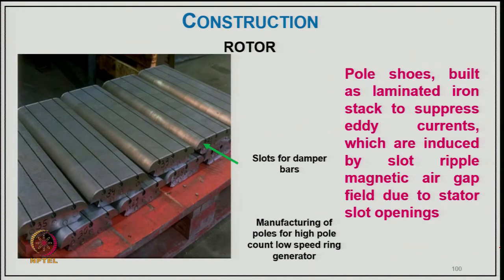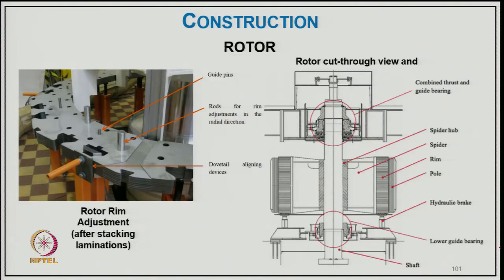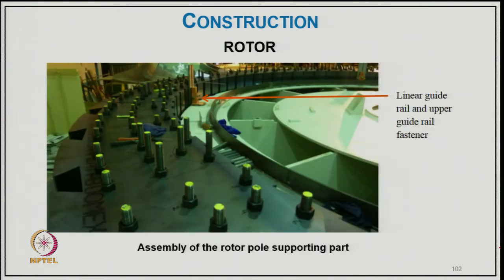And how it looks practically: the slots for the damper bars in the rotor. Poles are built as laminated stacks to suppress eddy currents, which are induced by slot ripple magnetics in the air gap field due to the stator slot opening. And now you can see the rotor rim adjustment after stacking the laminations. Then the rotor assembly of the rotor parts, typically the supporting parts.